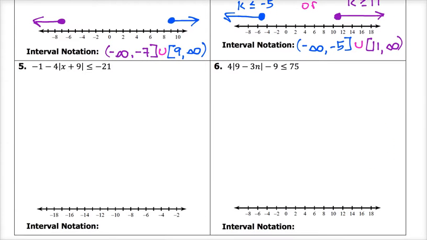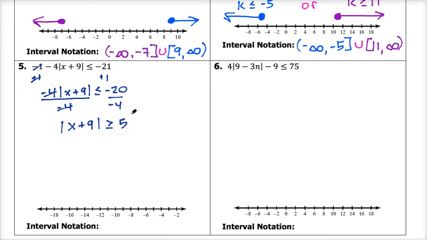Number 5, I need to isolate, again, my absolute value first in this inequality, and I'm going to do that by first adding 1 to both sides. Again, this -4 here is being multiplied by the absolute value, so we'll save that for our next step. We need to get rid of this -1 though first. So this gives us -4 times the absolute value of x plus 9 is less than or equal to -20. Then I can divide both sides by the -4, and I get the absolute value of x plus 9. Dividing by a negative switches my inequality sign, so it becomes a greater than or equal to +5.